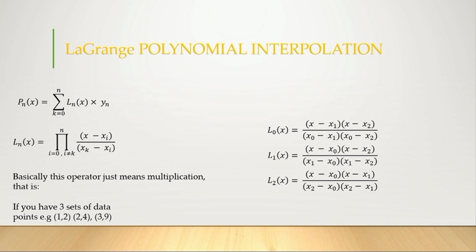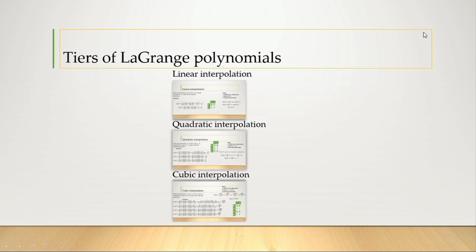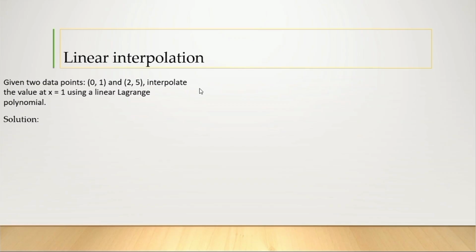But before we get into that, let me just explain the tiers in the Lagrange polynomial. The tiers of the Lagrange polynomial are as follows. We have linear interpolation, quadratic interpolation, and cubic interpolation, and all these can be represented as so. So for linear interpolation, let's say given two data points 0, 1 and 2, 5, interpolate the value of x1 using the linear Lagrange polynomial.